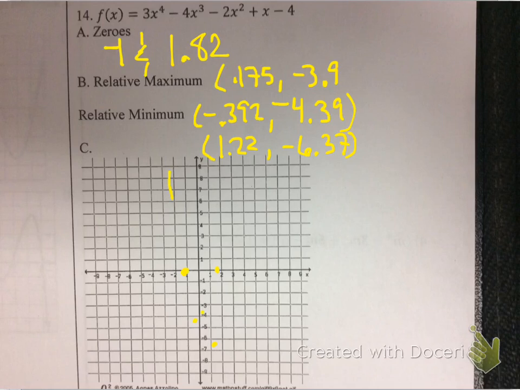So I can see from the calculator, it went like this, went up a little, went back down, and then back up, put my arrows, and there you go.